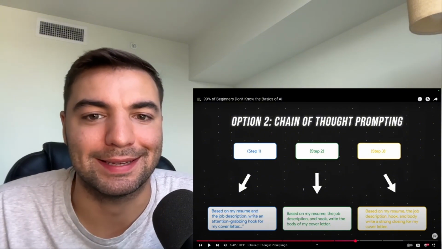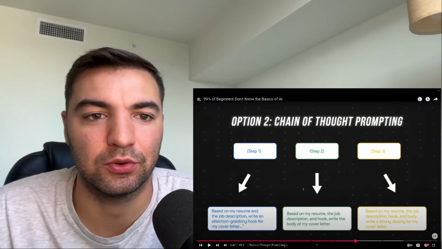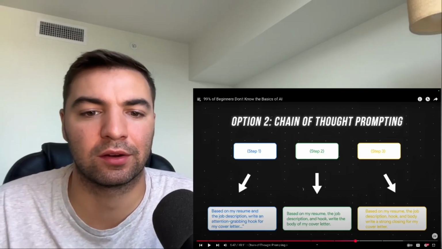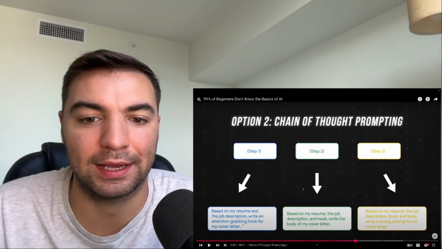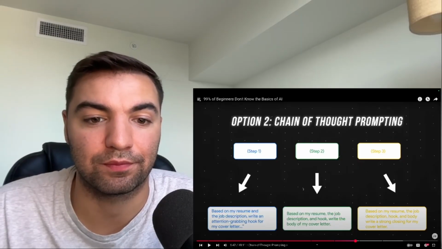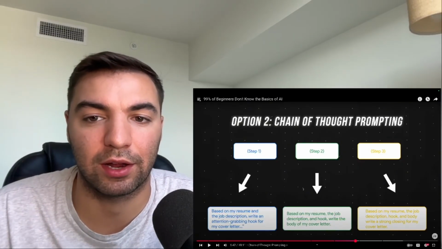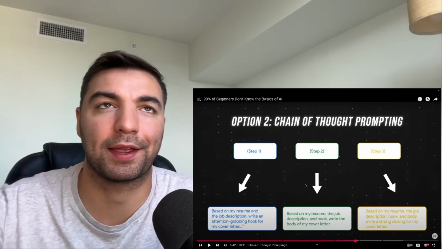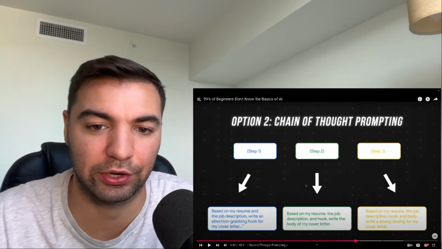Okay, I see. So this is him actually using the AI to do it in different steps, right? So the first one is doing the hook for the cover letter. Step 2, doing the body, the description, the body of the cover letter. And then step 3, doing the closing for the cover letter. So he's actually breaking it out himself as opposed to the AI telling him, okay, we're going to break it into 3 different parts.